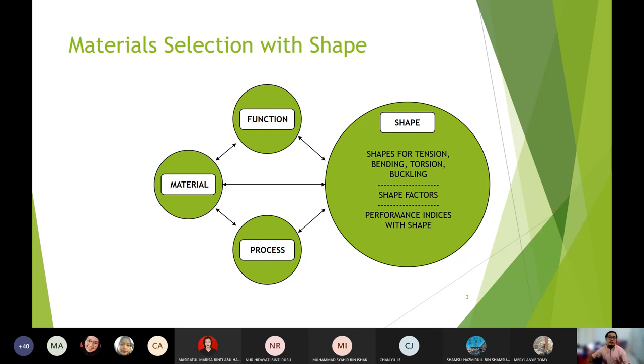So different types of loading a product undergoes. You have tension, which is an axial load. A shape is being loaded in tension, with just one axis. For bending, you just bend one side, and torsion is when you twist, and buckling is when you compress until it buckles, until it fails. So shape factor and performance indices related to shape, that is what I'll be explaining next.